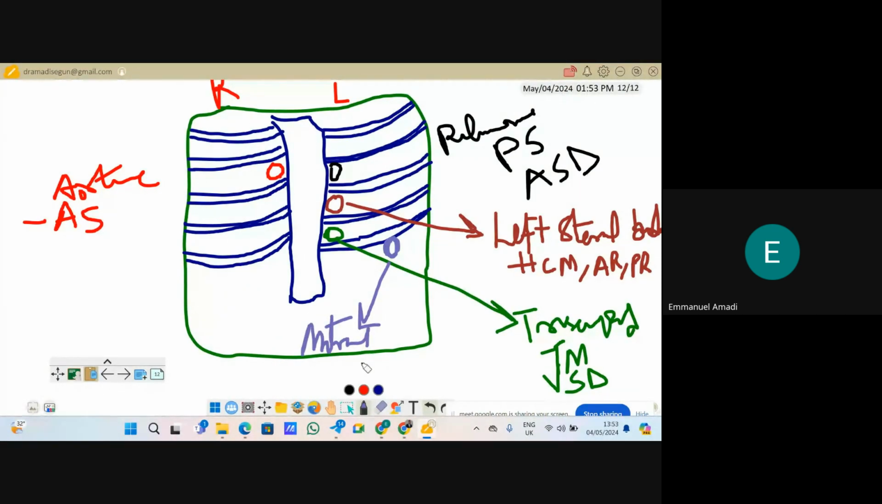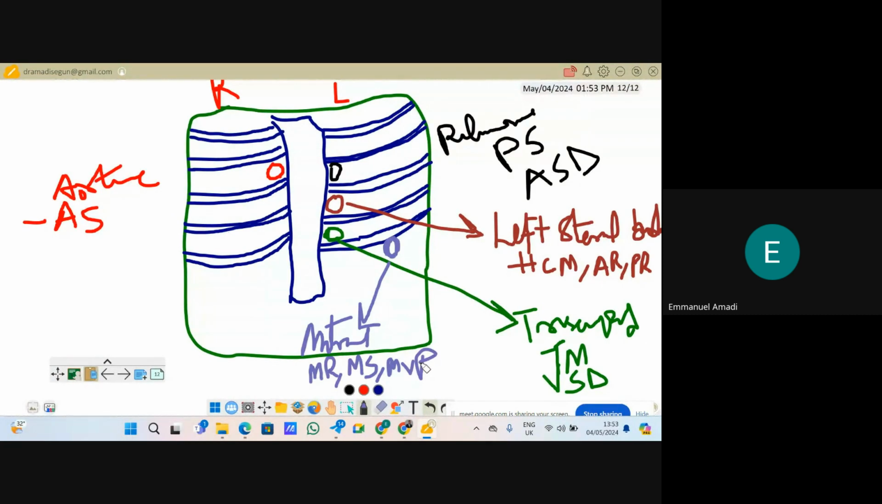This is where we have the murmurs of the mitral valve. For example, this is where we have the mitral regurgitation murmur. This is where we'll hear it. This is where we hear the mitral stenosis. This is where we also hear the murmur of the mitral valve prolapse.